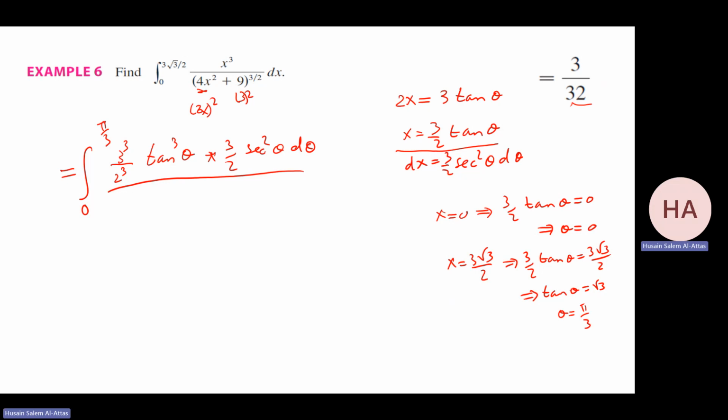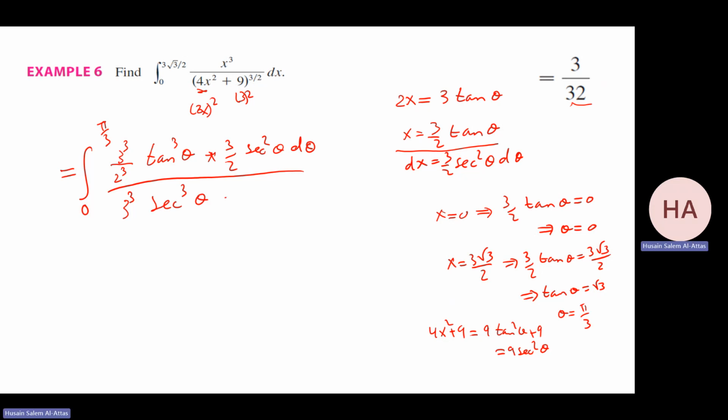2x equals 3 tan theta. So I have 9 tan squared plus 9. Let me do it here. I have 4x squared plus 9. That will be what? 9 tan squared plus 9, so it's 9 secant squared. Use this 3 over 2. The square root of 9 is 3, so I have 3 cubed here. Secant, that will be secant cubed.